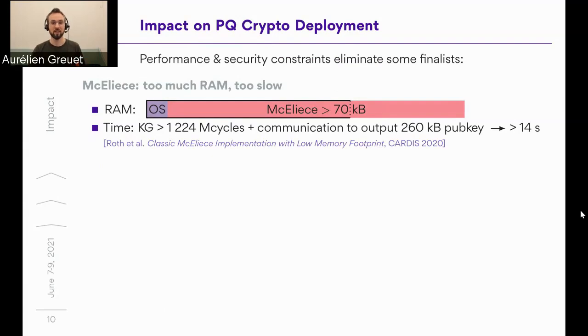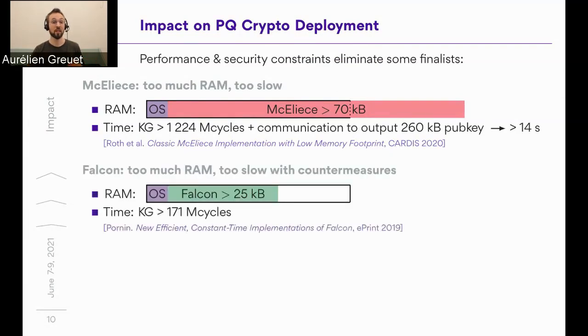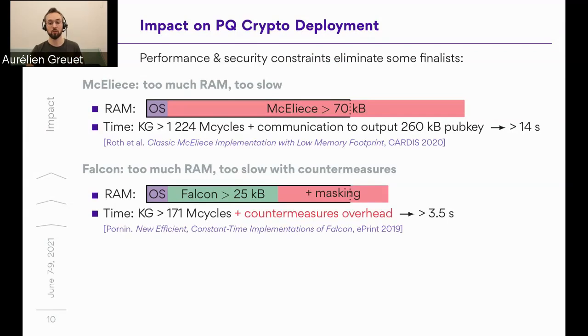So Classic McEliece needs too much RAM, because even if we consider an optimized implementation, it's more than 70 kilobytes, while on a typical smart card, you have less than 50 kilobytes, and you need several kilobytes to run the operating system. And in addition, the time to generate a key pair and to output the large public key would be more than 14 seconds on a smart card. So Falcon seems to be okay without any countermeasures against physical attacks, but if we add the masking, then too much RAM would be needed, and the key generation might be too slow.